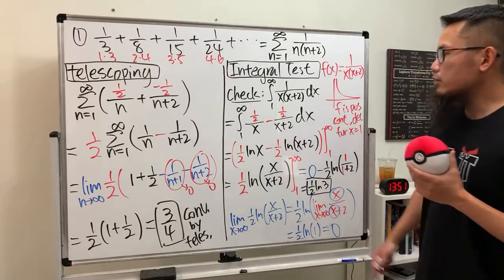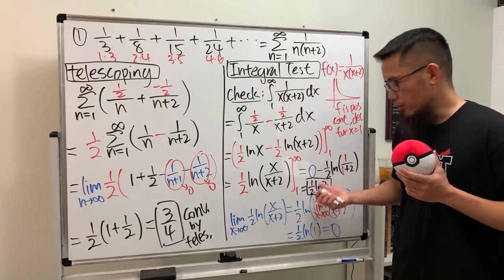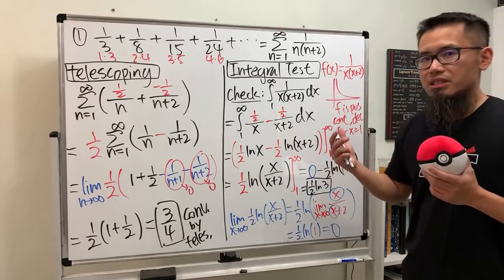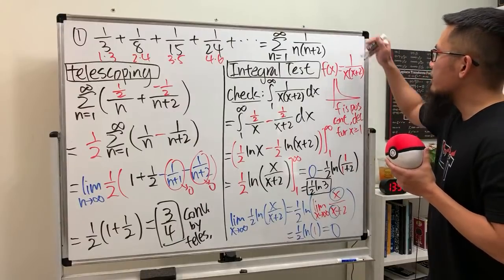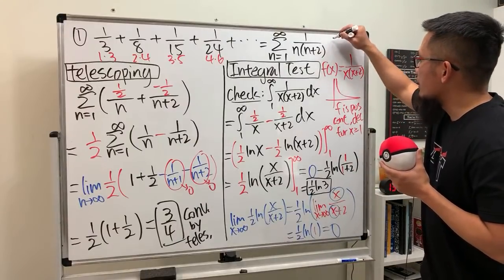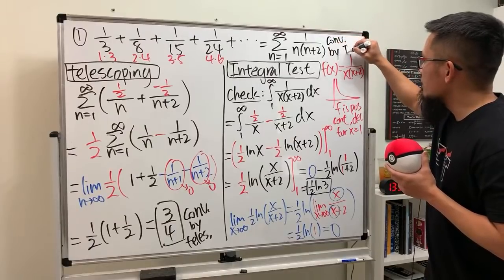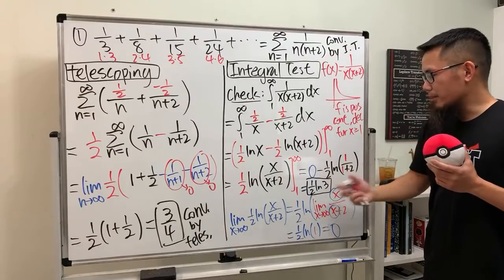All right, as you can see, because the improper integral right here does converge to 1/2 ln 3, that means the infinite series also converges. So perhaps I'll write it down right here. You can also mention that this converges by the integral test, IT, integral test, and just apply that.